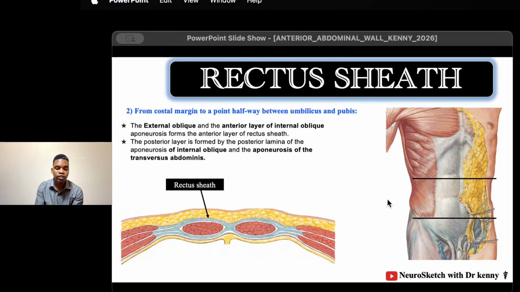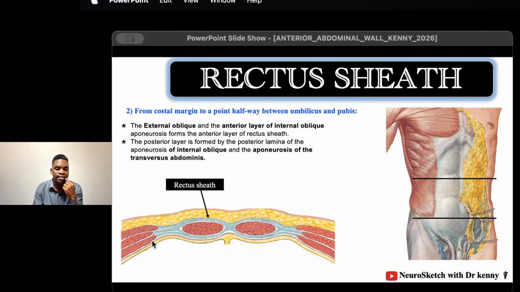At this region here, between the costal margin and the point halfway between the umbilicus and pubis, the rectus sheath is formed by the aponeurosis of all three muscles. What are they? External oblique, internal oblique, and the transversus abdominis. And what happens is, the rectus sheath gets two layers, the anterior layer and the posterior layer.